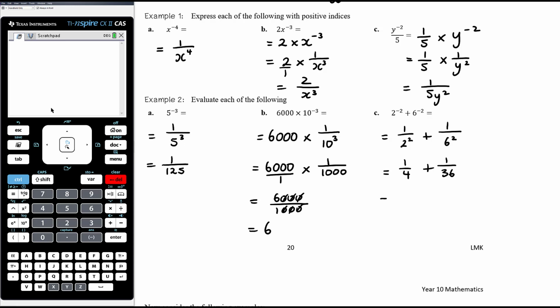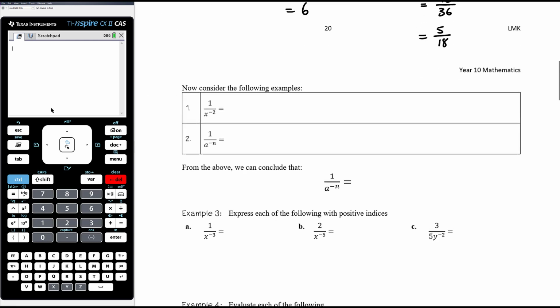To add these together, we're going to need a common denominator. That common denominator is 36. So 4, we need to multiply that by 9. So 1/4 is the same as 9/36 plus 1/36, which means we get 10/36, but that's not in simplest form. 2 is a common factor, so it's 5/18.